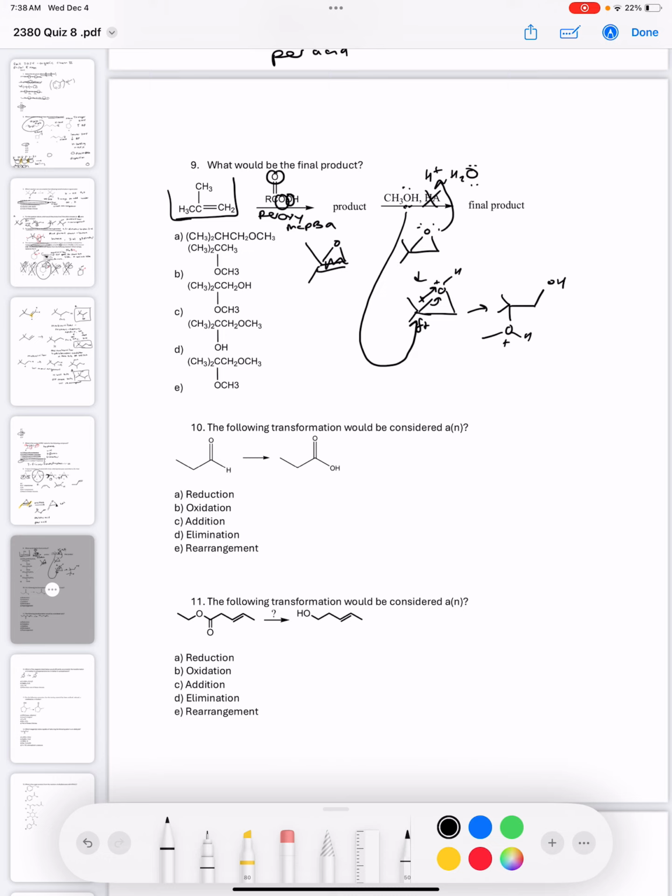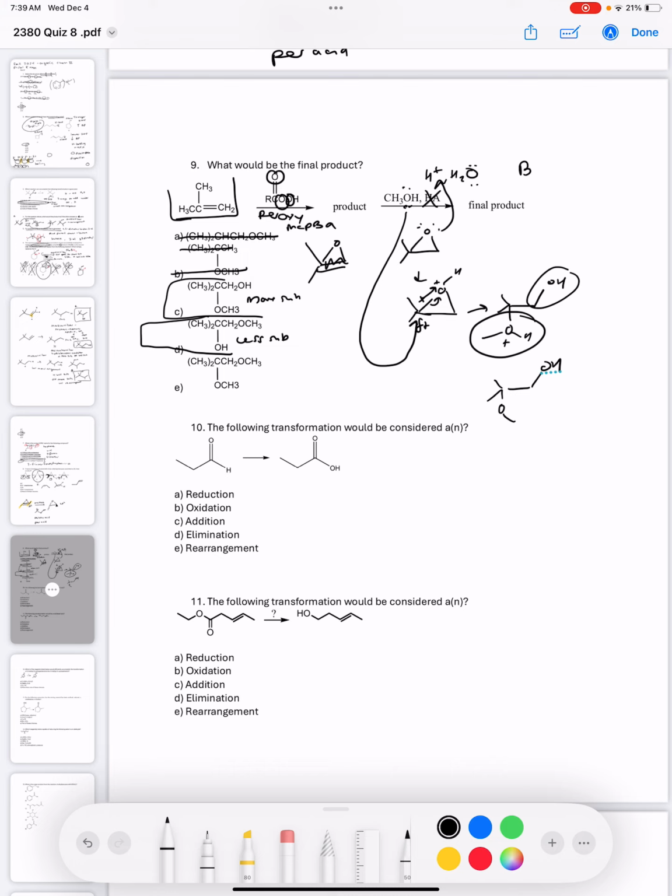So now we just have to look at our answer choices to see which one has an alcohol and which one has, it would deprotonate. So which one has an ether and which one has an alcohol. So this first one, it only has one ether, so that can't be right. This second one, B, has an ether, but it doesn't have an alcohol, so B can also not be right. So C and D both have one ether, one alcohol. And this one, the ether added to the more substituted side. And this one, the ether added to the less substituted side.